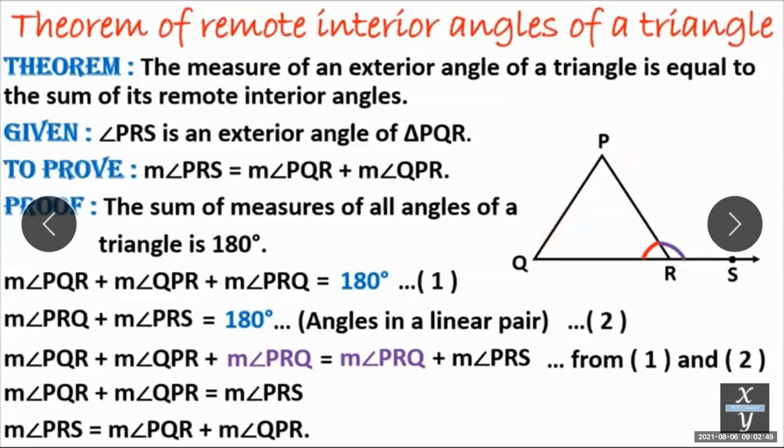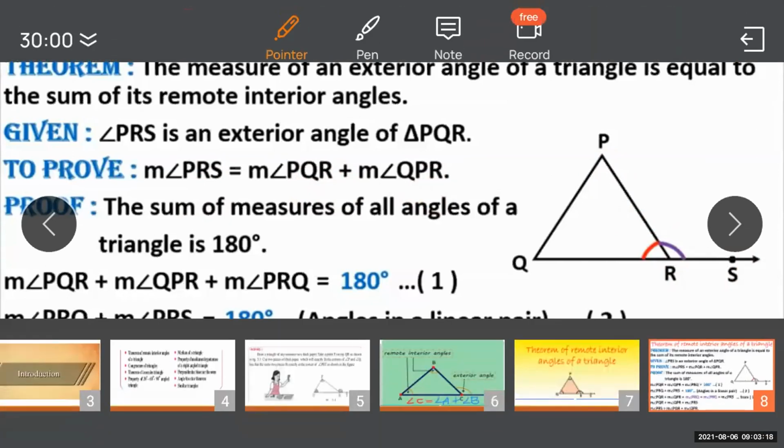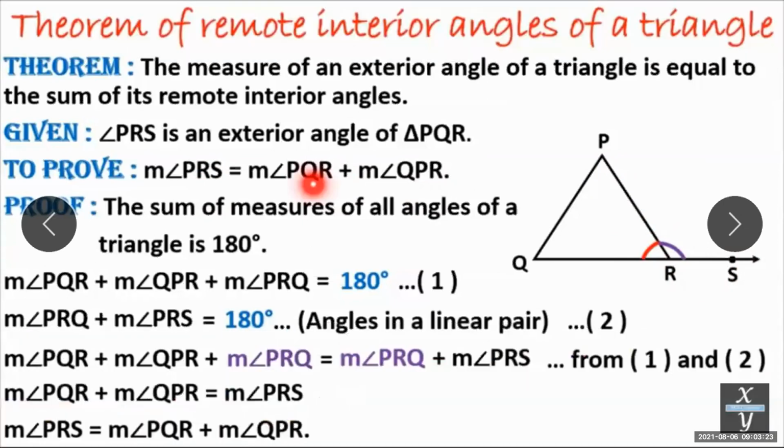Now here we have to prove this one. Measurement of angle PRS equal to measurement of angle PQR, means Q angle, plus measurement of angle QPR, that means P angle. In the three-letter name, the vertex in the middle is the angle. Okay, so angle Q and angle P, single label name.